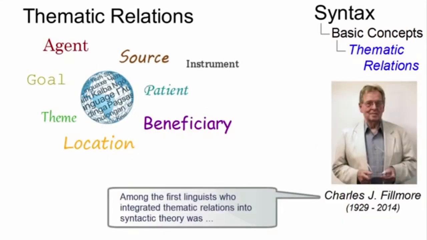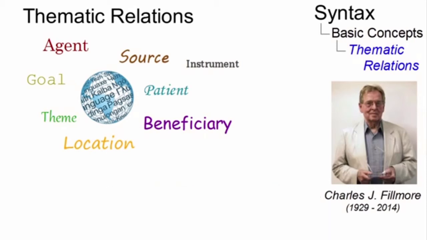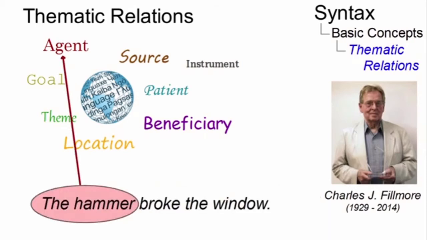Linguists define up to 15 thematic relations. These are language independent, but admittedly often the boundaries are not clear. For example, in "the hammer broke the window," some linguists treat hammer as an agent, some others as an instrument, and again some others as a role different from these.